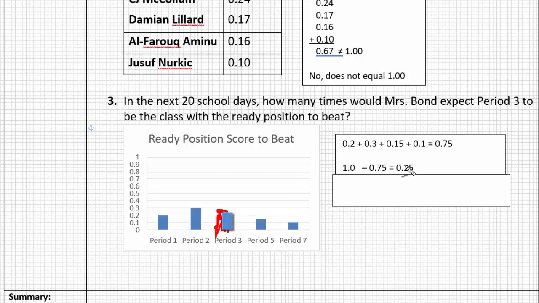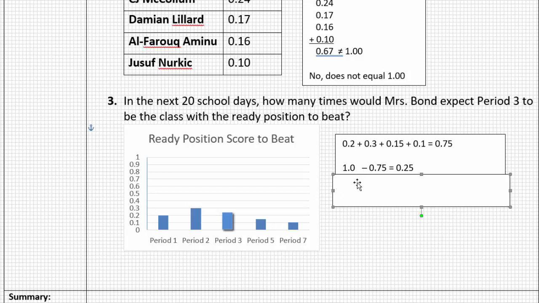Now I can use this to decide how many days out of the next 20 period 3 would be the class to beat. We can think back to our last video and use that same formula. Do you remember what it was? We took the probability, in this case 25% for period 3, and we multiply it by the number of trials. 20 would be our number of trials, and that will lead us to our prediction. So what do you think it's going to be? Take a minute to figure that out.